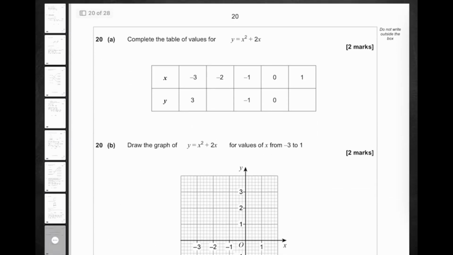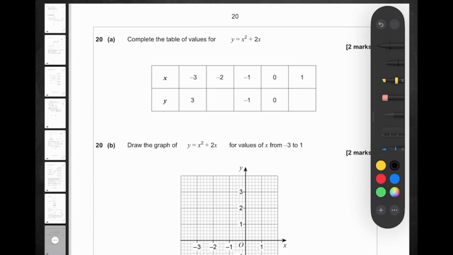On we go. Question number 20. Complete the table of values for y equals x squared plus 2x. So for -2, that's going to be -2 squared is just 4. 2x is going to be -4, so 4 minus 4 is 0. And for 1, 1 squared is 1. 2 lots of 1 is 2. So 1 plus 2 is 3.